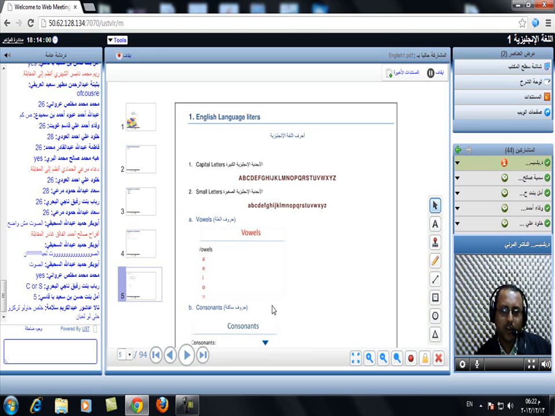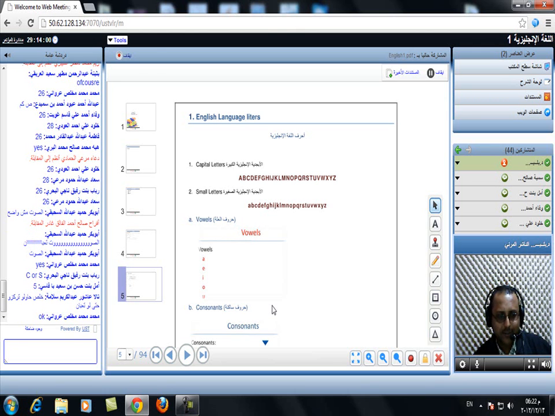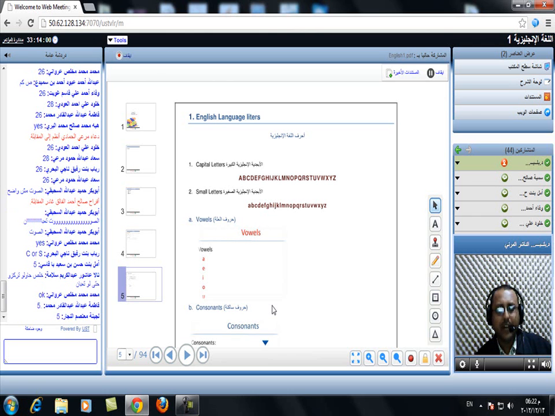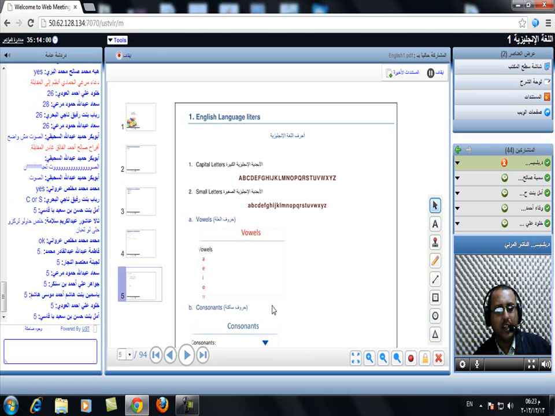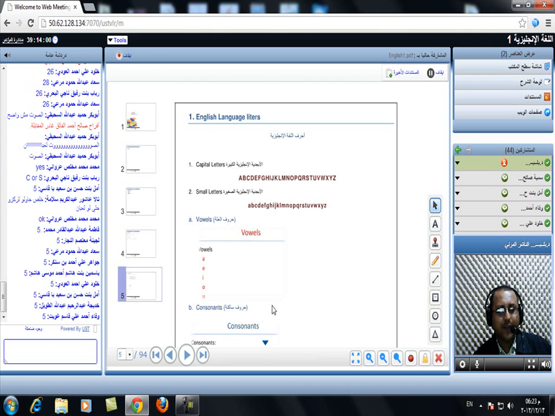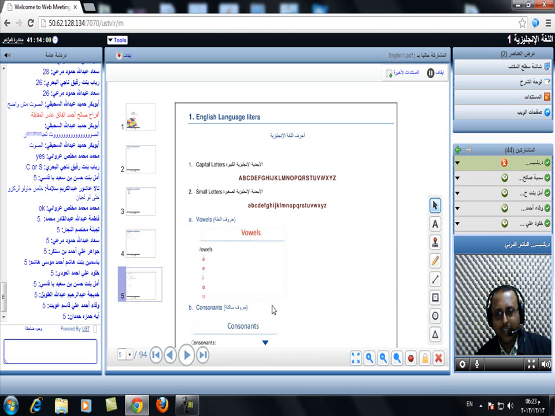In Arabic we call them huruf illa and huruf sakina. Okay, how many vowel letters do we have? I think you know the answer. Very good, Fatma. 5. Yeah, Lujaina. Very good. All of you are good students. So we have five vowel letters.